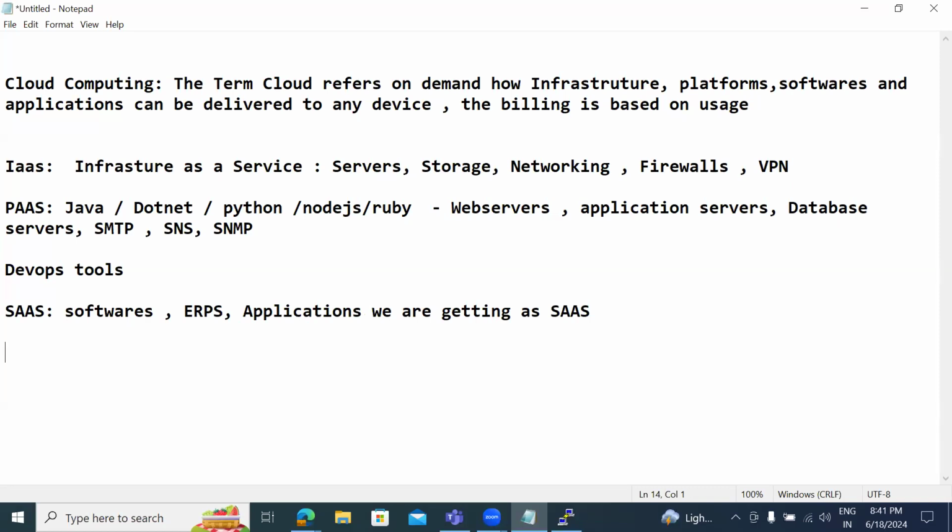What is the main advantage of SaaS is we no need to develop the softwares, no need to test the softwares, no need to maintain the softwares. We just need to use them and pay the money. If I use more, we pay more money. If we don't use it, we no need to pay the money. That is the main advantage to use SaaS. So these are the three services mainly the cloud is going to offer for us.